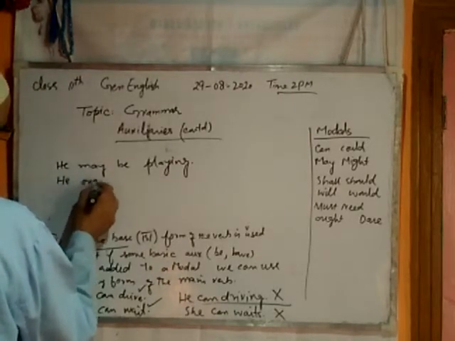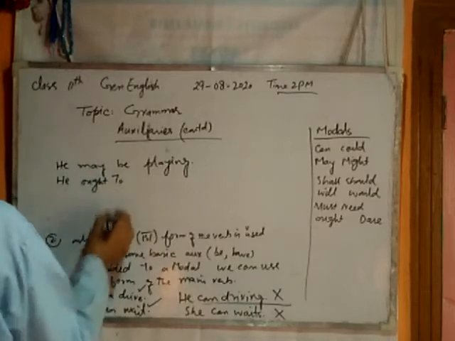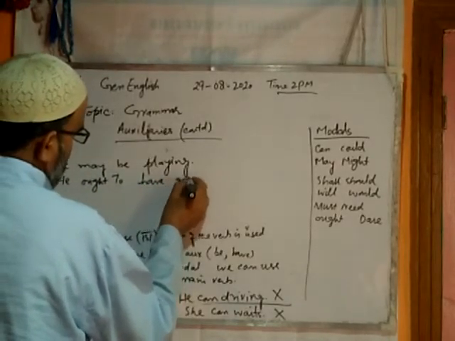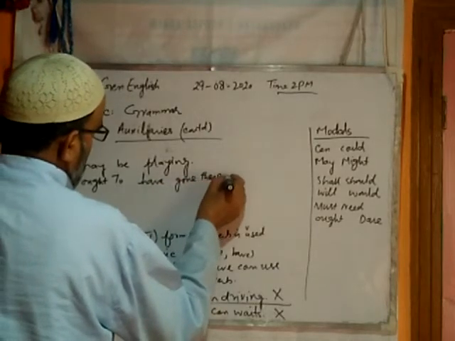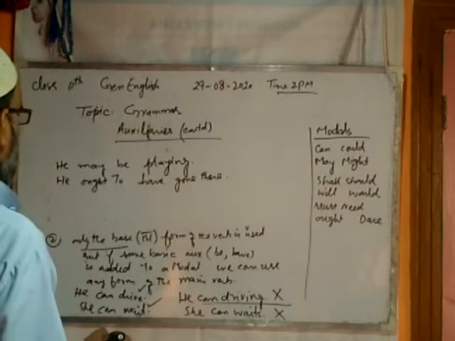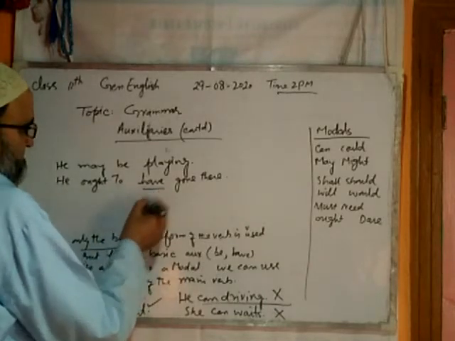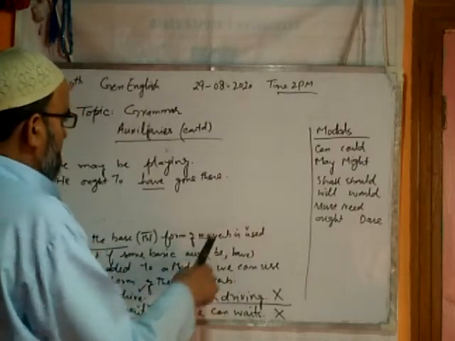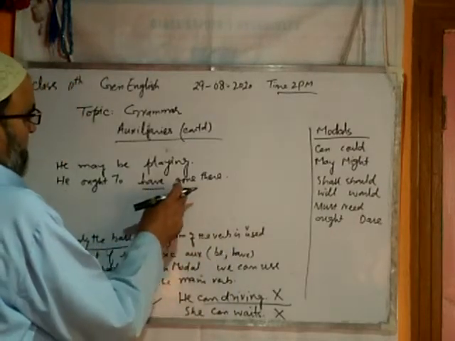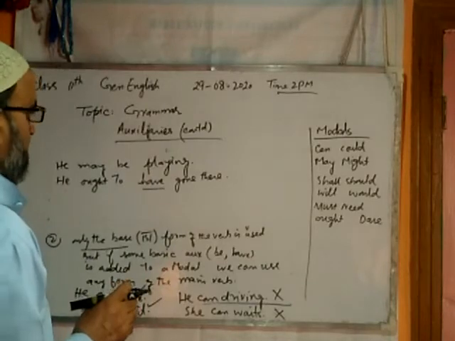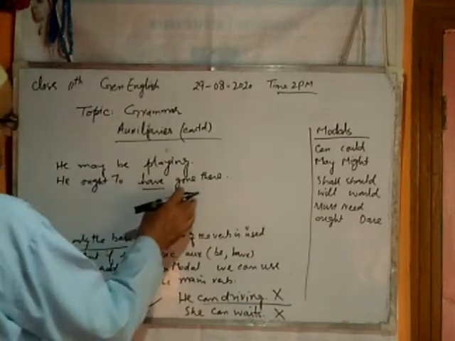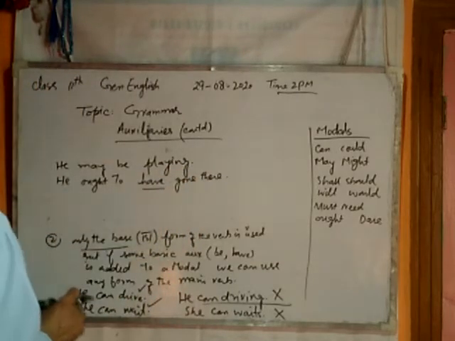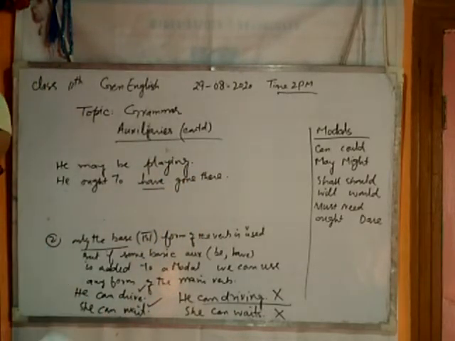Yes, next, he ought to have gone there. Here we use have. Have is a basic or primary auxiliary. With it we have used the third form of the verb, gone. Go, went, gone. Third form of the verb or past participle form. Yes, dear students. Hope you got me.